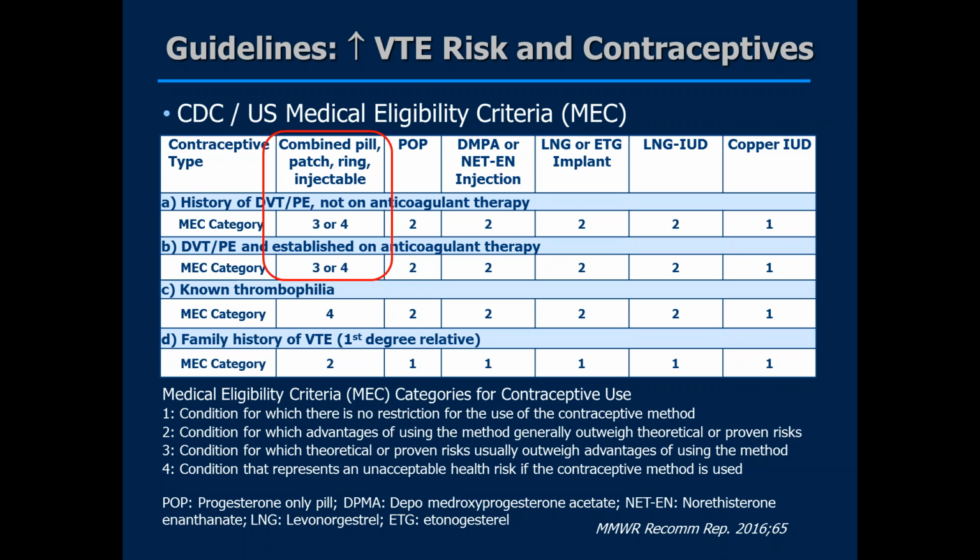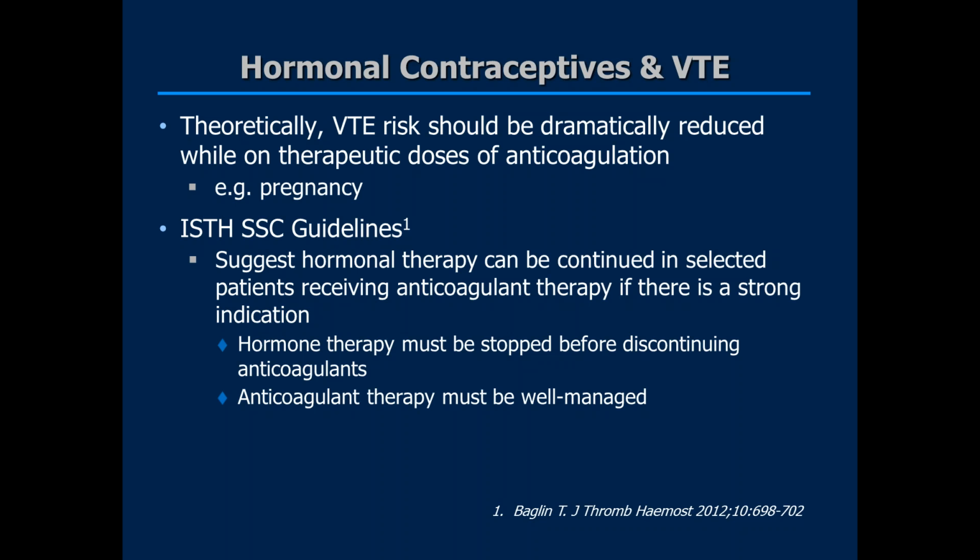So that makes sense to me for someone with a history of venous thromboembolism who's not currently on anticoagulant therapy, because we know that these medications increase your risk of recurrent venous thromboembolism. But is that actually true if you're on well-established anticoagulant therapy? Theoretically, venous thromboembolic risk should be dramatically reduced while receiving therapeutic doses of anticoagulation. And we know this to be true, except perhaps in patients with cancer. So the prothrombotic effect of hormonal therapy is likely to be suppressed by therapeutic doses of anticoagulation.